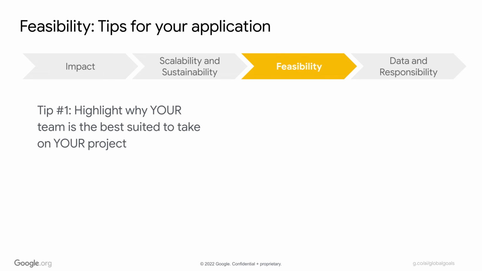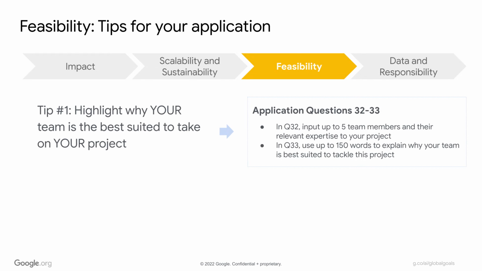This brings us to our third criteria, feasibility. An idea is just an idea unless there is a realistic plan to make it happen. In this section, we're assessing your organization's capacity to address the problem you are trying to solve. Our first tip is to showcase your thinking behind your team. In questions 32 and 33 of the application, describe why your team is so specifically best suited to take on your project. Why is your team the most credible? We'd love to see how you connect the expertise of team members to the core needs of your project.